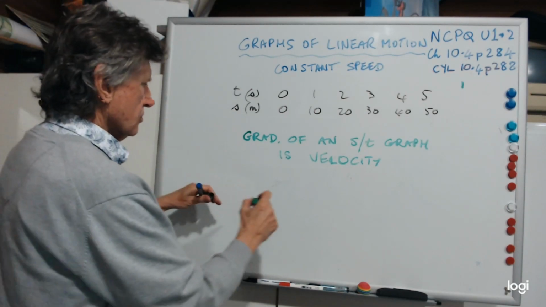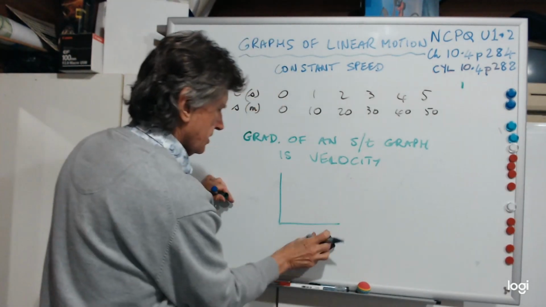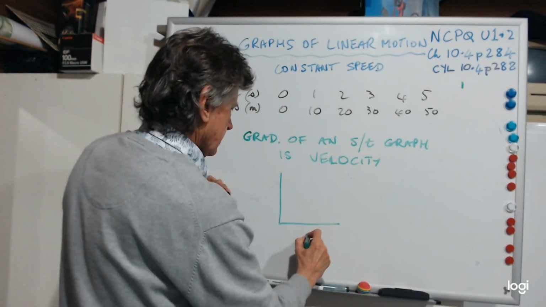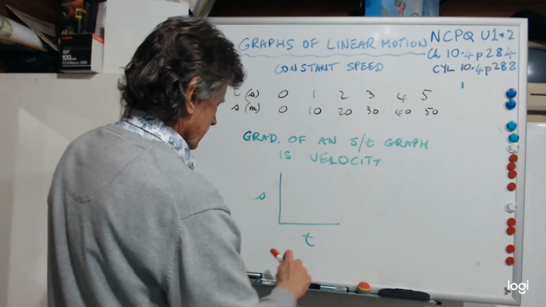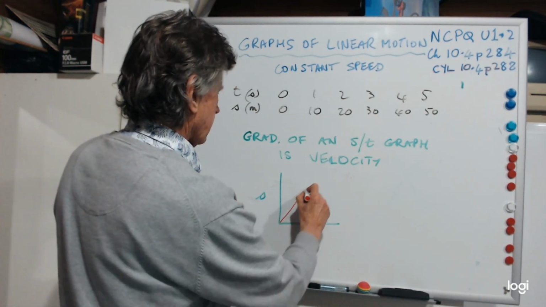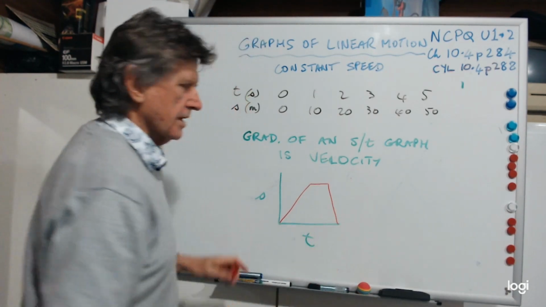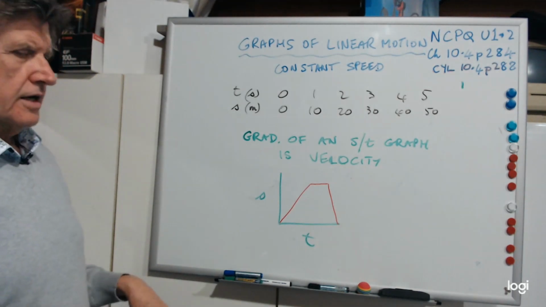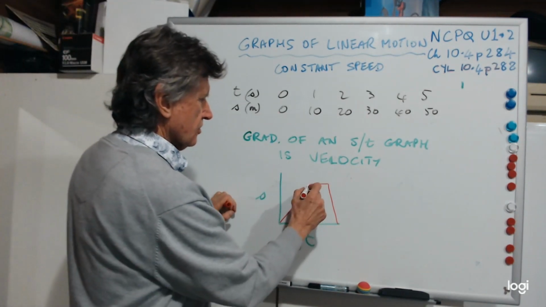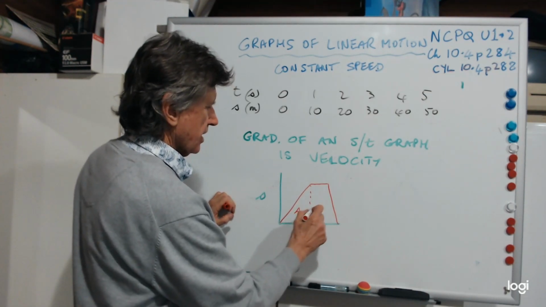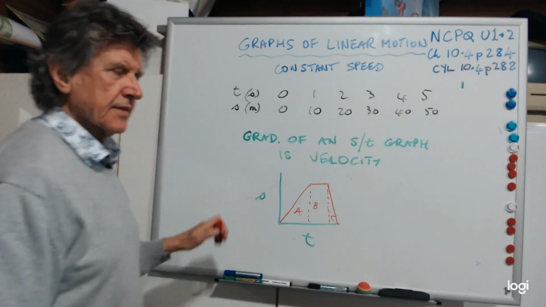So if you saw a graph like this, T rather, versus S, and it looked something like this. Okay, let's imagine it looked like that. Now you could work out the velocity at the different stages. We could call this stage A, stage B, and stage C.